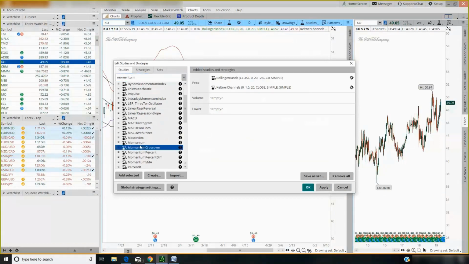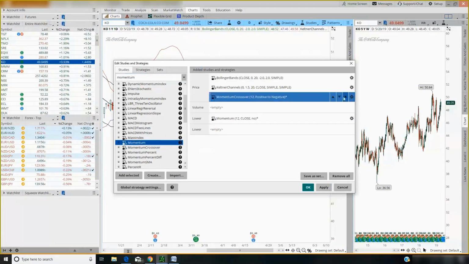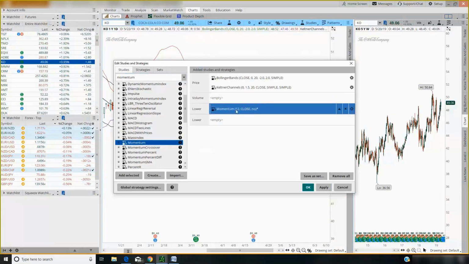Right here, momentum. Right there, not that one, not the crossover. Okay, so momentum. Now, this is just measuring, again, 12 periods, so you take the average of the 12 bars, put them together. It's just measuring the momentum of price, okay? I'm sure you've noticed this too, right?